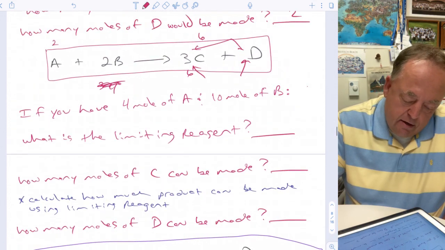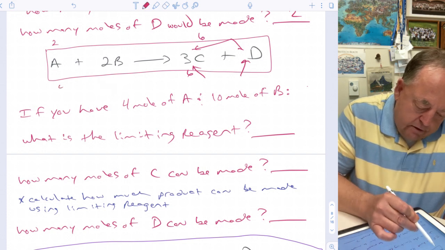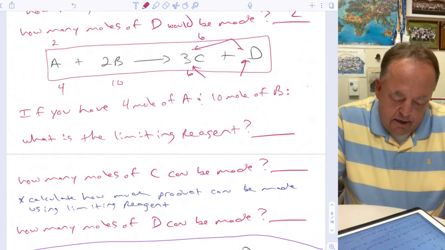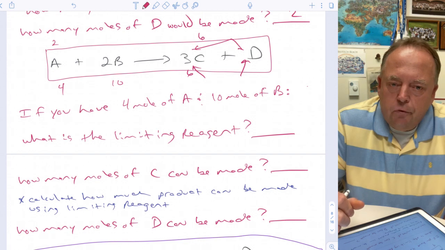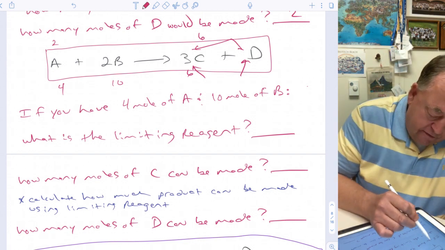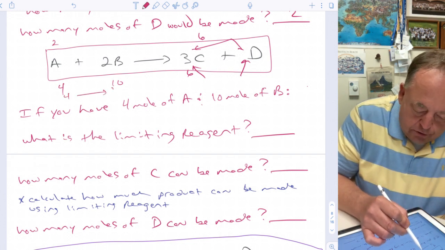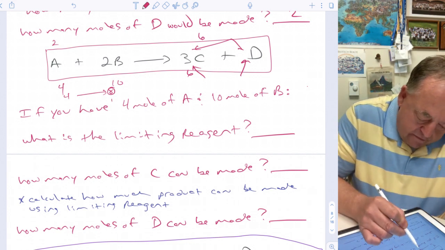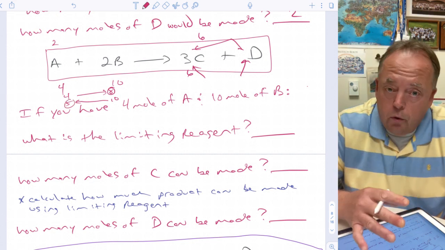Okay, well, what if you had 4 of these, 4 moles of these, and 10 moles of these? Then now you don't have the right ratio, right? So now one of these is going to be a limiting reagent. So which one is going to be limiting? So if you had 4 of these, it's a 1:2 ratio, then you need 8 B's. And if you had 10 of these, then you need 5 of those, right? Because it's a 2:1 ratio.